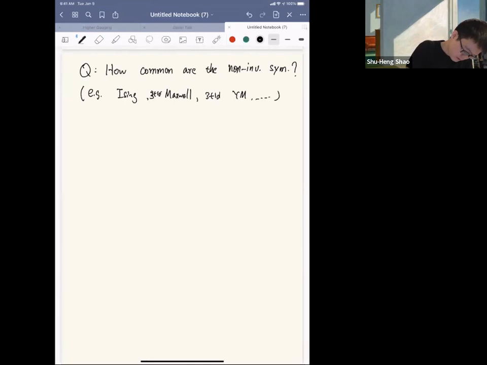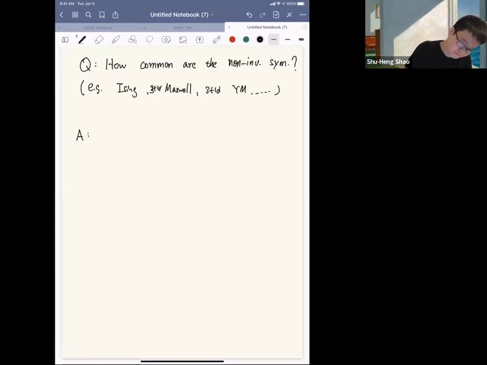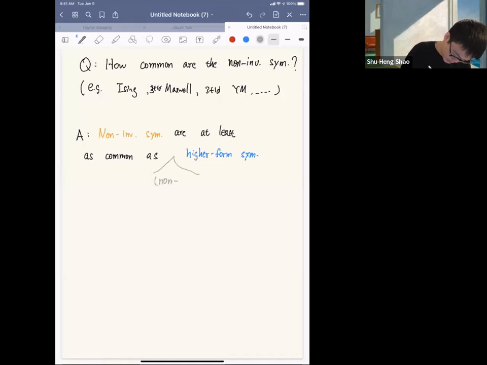And the punchline of the talk I'm giving today, perhaps the only punchline, is that we're going to give a positive answer to this question. And the answer is that the non-invertible symmetries are at least as common as the higher form symmetry. I have to add a parenthetical comment, which please feel free to ignore. But if you're really rigorous, then you should also add non-anomalous. But you don't have to worry too much about this parenthetical comment.